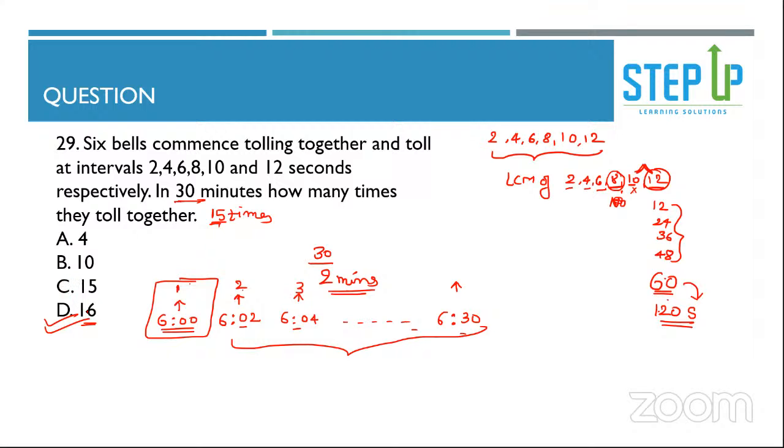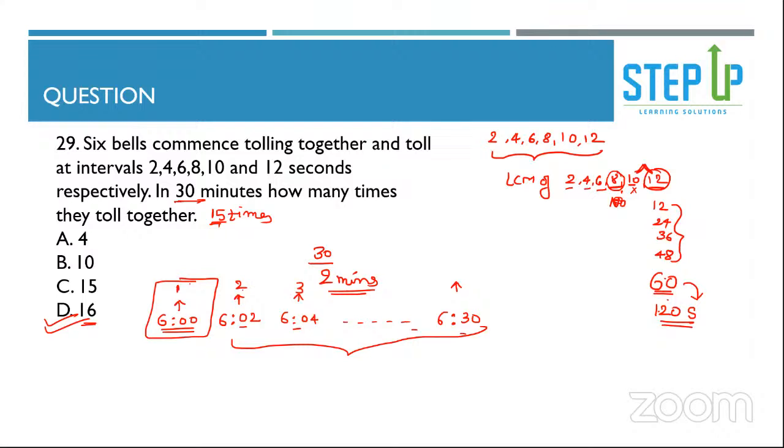It is a very close call. Many students choose 15, and that's where they give such options where you can get confused easily, so just pay attention to the question. Okay, so it is 16, not 15. After every 2 minutes, it's tolling together, so in 30 minutes it will toll 15 times. But in the beginning also, they would have tolled together. So that's why it is 16.